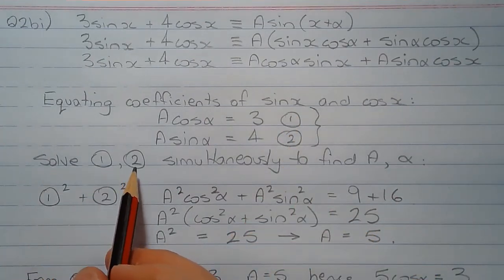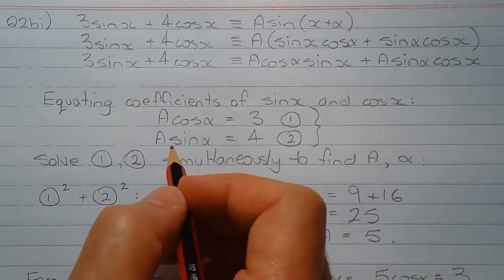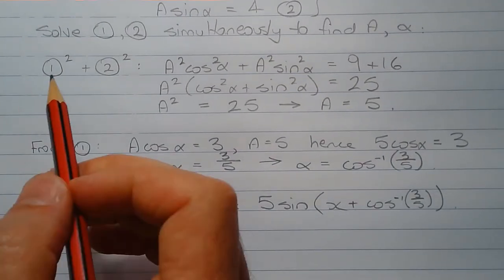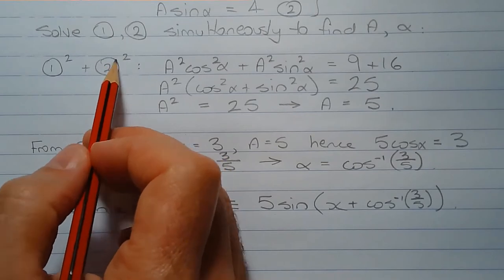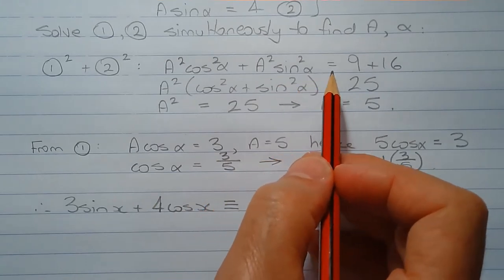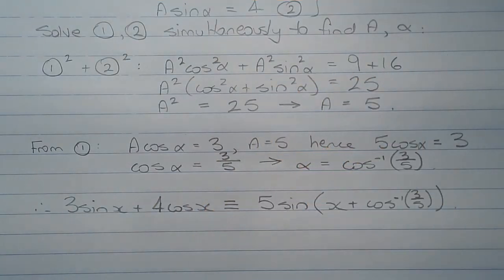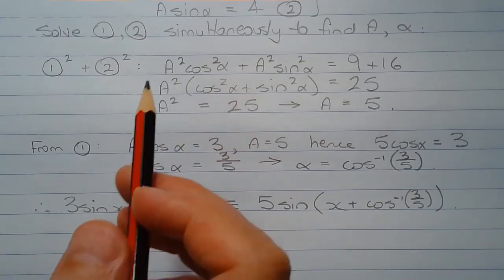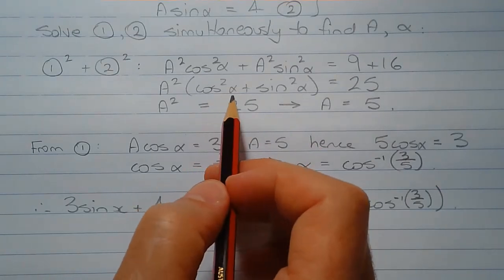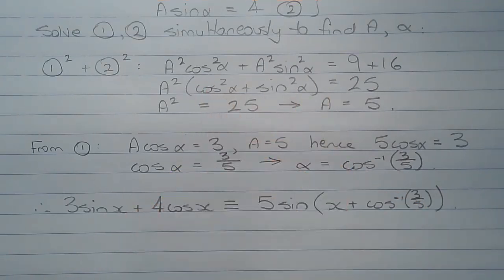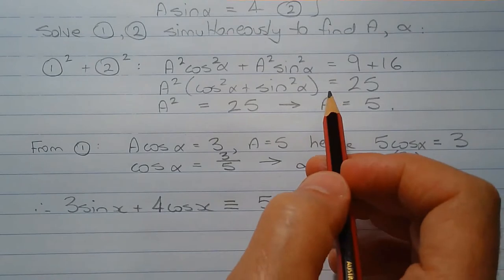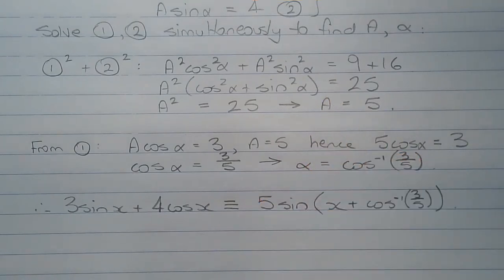Next, we solve equations 1 and 2 simultaneously to find the values of a and alpha. Taking equation 1 and squaring it, and equation 2 and squaring it, and adding those two together, we get a squared cos squared alpha plus a squared sine squared alpha is equal to 9 plus 16. Factorising out a squared, we get a squared multiplied by (cos squared alpha plus sine squared alpha), which equals 25. And cos squared alpha plus sine squared alpha equals 1 because it's a Pythagorean identity. So a squared is equal to 25, and taking the square root of both sides, a is equal to 5. It's the positive square root since a needs to be greater than 0.